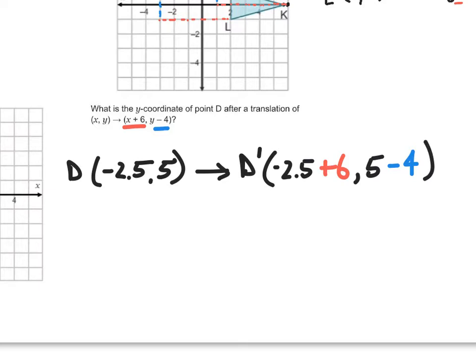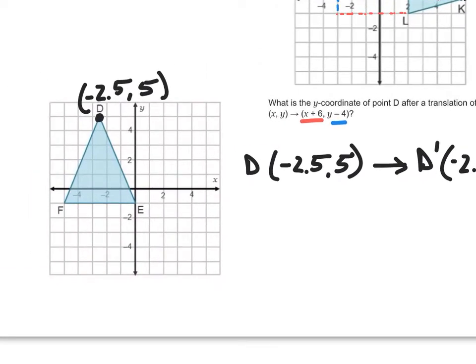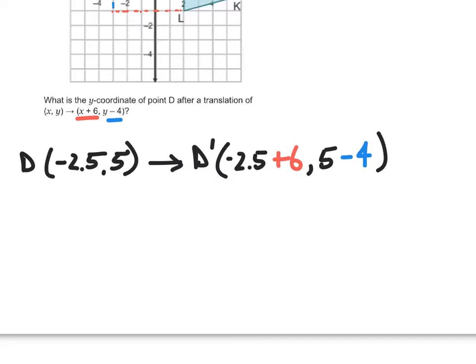Actually, no, that wouldn't do that. I'm sorry, that's what we're going to do. The graph over here, we're going to move it to the right 6 and then down 4. So the triangle would be over here, it would be on the graph. But let's just go ahead and do it this way. And so D prime is going to end up giving us, 6 minus 2.5 is going to give us a positive 3.5, and then 5 minus 4 is going to give us 1. So here's my new x value, here's my new y value.